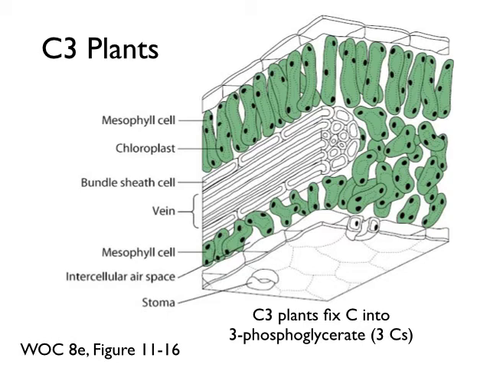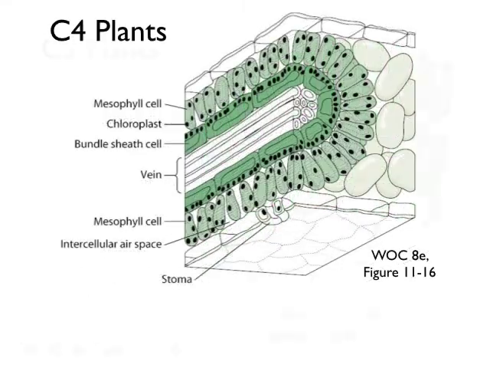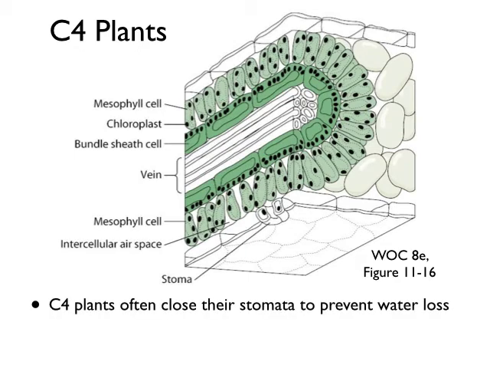But C4 plants are a bit different. They're shown on the next slide. Again, this is figure 11.16 from your text. So C4 plants are different. C4 plants often live in environments where water loss is a real, potential problem. So C4 plants often close their stomata at various times during the day, during the hottest part of the day, for example, to prevent water loss.